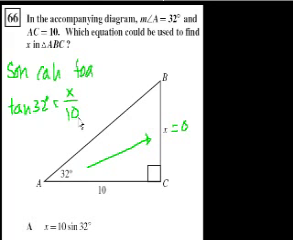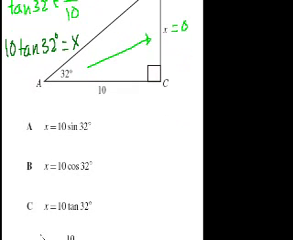And then if we multiply both sides of this by 10, we get 10 tangent of 32 degrees is equal to x. And let's hope that's one of the choices. Yep, sure enough. C. X is equal to 10 tangent of 32 degrees.